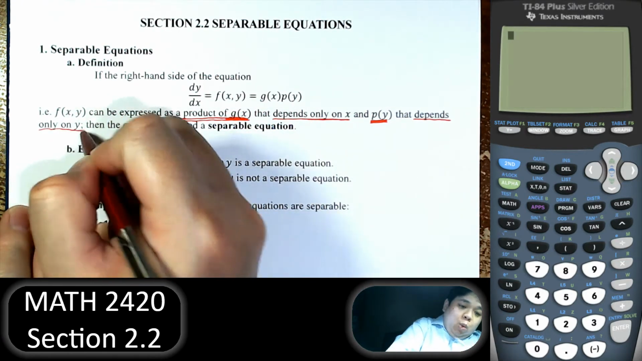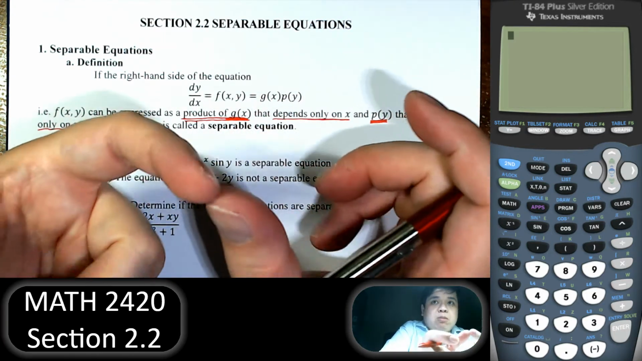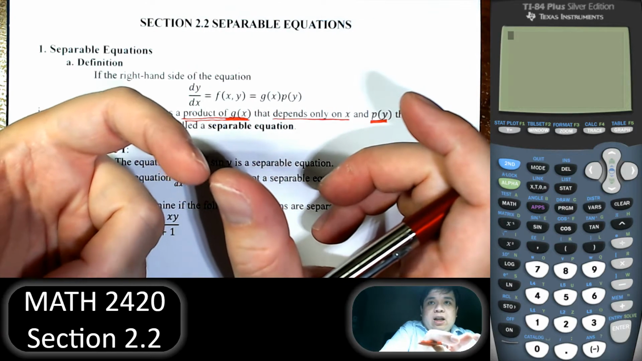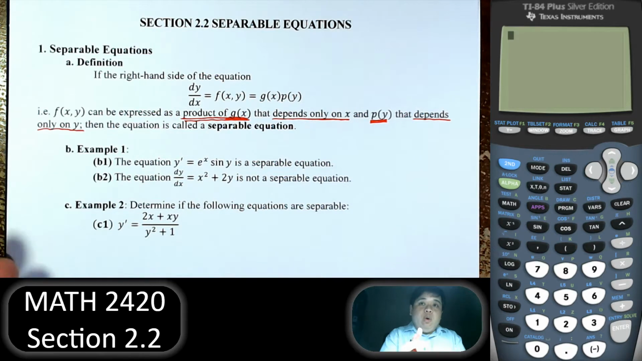So whatever the function on the right hand side is, it is the product of a function of x times a function of y. So there's no mixing between x and y. That's why we call this equation a separable equation, because the function can be separated as a function of x times a function of y.